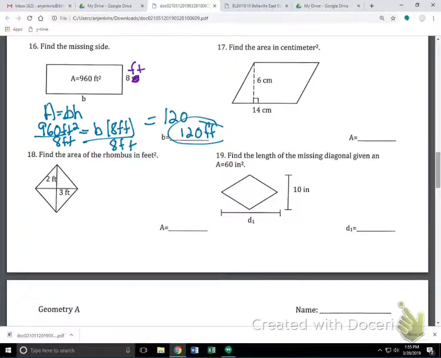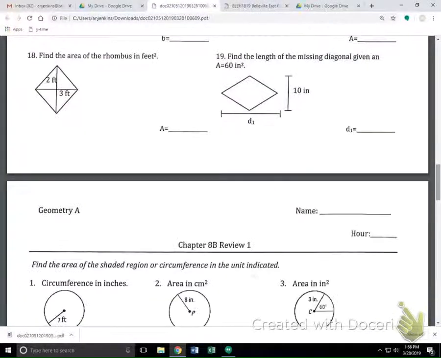Now a parallelogram. What's our formula? Yep, it's base times height. So area equals base times height. What is my base? What's my height? Yep. 14 times 6. What'd you get? 84 centimeters squared. Yep. So, do you guys remember the formula for area of a rhombus?